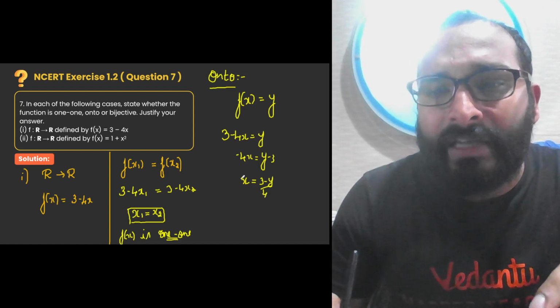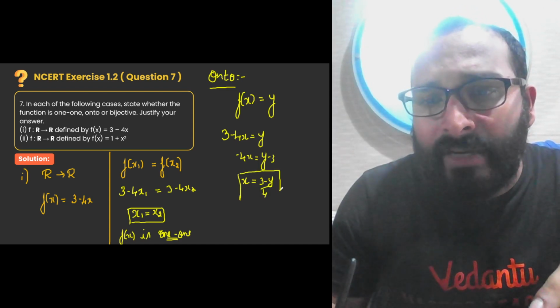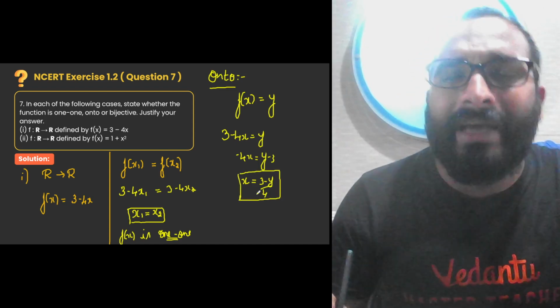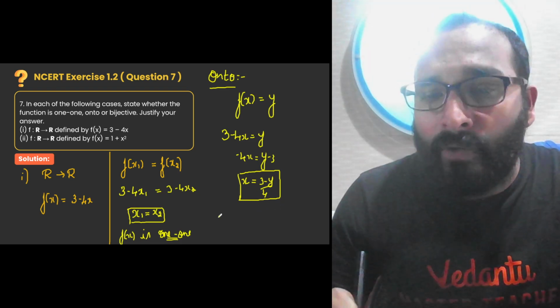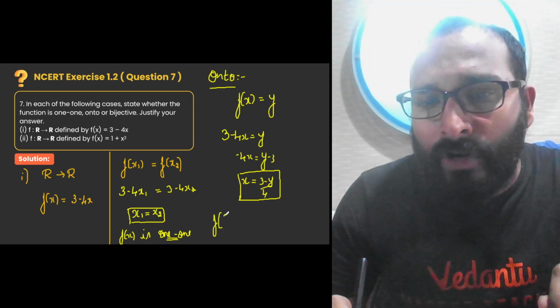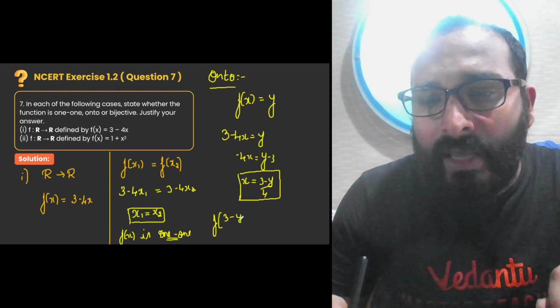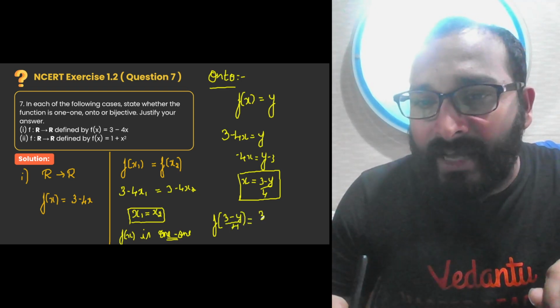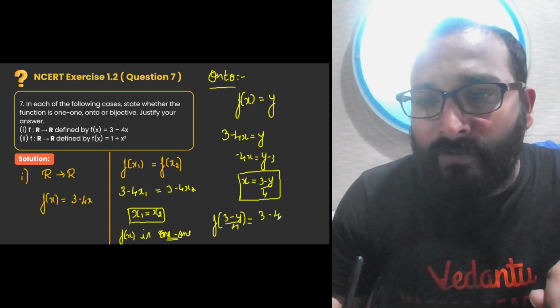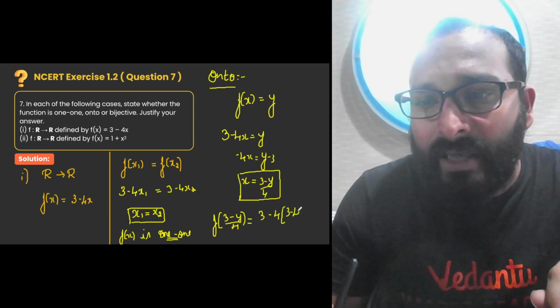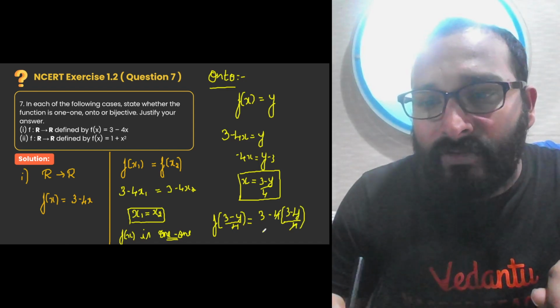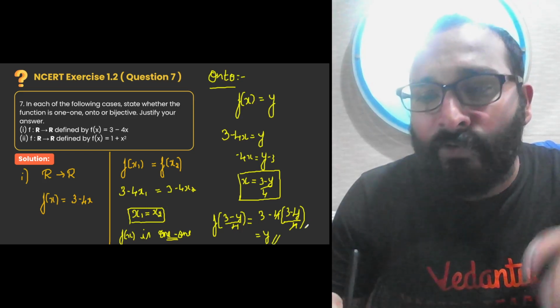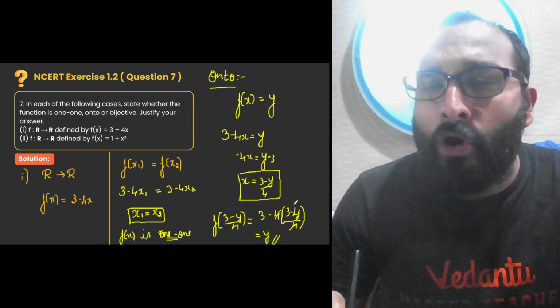Right, children? You took minus 4 down. It becomes y minus 3 divided by minus 4. I just took the minus sign to the numerator. It becomes 3 minus y. Now if you substitute f of (3 minus y) by 4 in the given function, what happens? It becomes 3 minus 4 into (3 minus y) whole divided by 4. 3 and 3 get cancelled, 4 and 4 get cancelled, remaining is y. So you got f of x is equal to y.